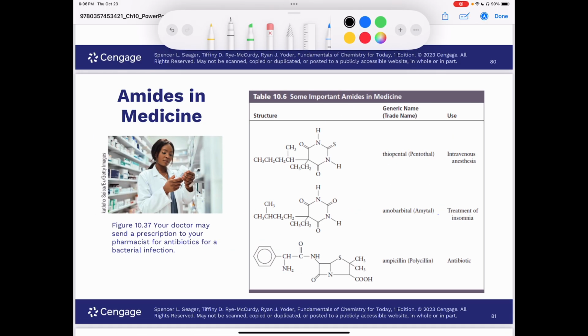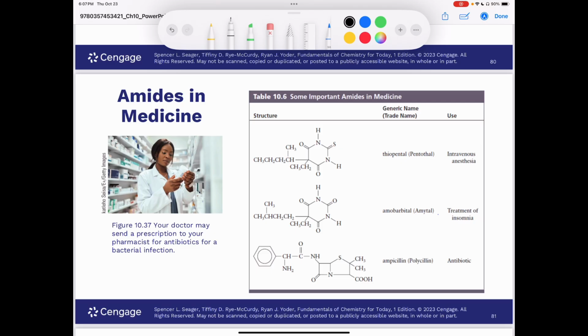Amide hydrolysis that we just looked at is a central reaction in the digestion of proteins and the breakdown of proteins within cells. However, most amide hydrolysis in the body is catalyzed by enzymes rather than by strong acids and bases. Because of their physiological properties, a number of amides play valuable roles in medicine. The table shown here, Table 10.6, lists some of these important compounds.